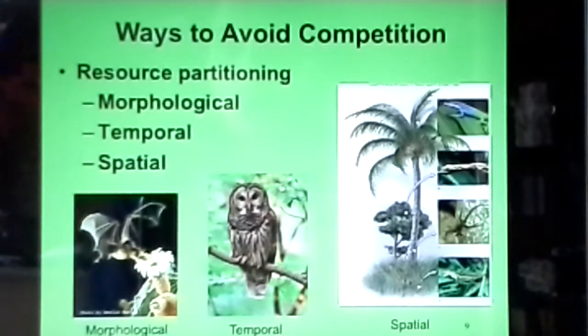Morphological resource partitioning means that your species has changed physically. For example, bats eat nectar and pollen from plants. In order to avoid competition, the Mexican free-tailed bat nose has grown much longer. They are the only bat whose nose is long enough to reach the nectar in that particular cactus flower.